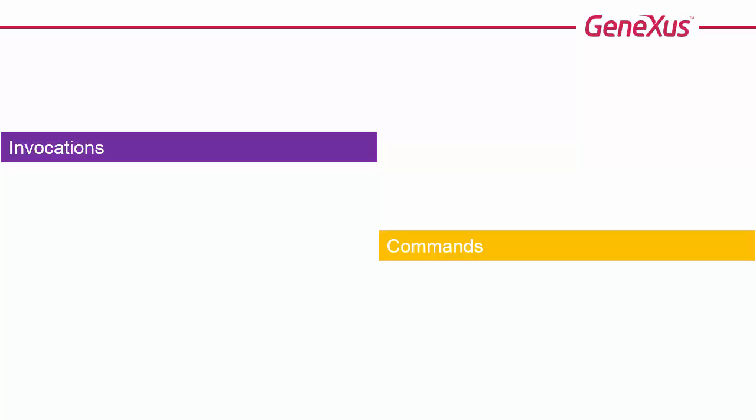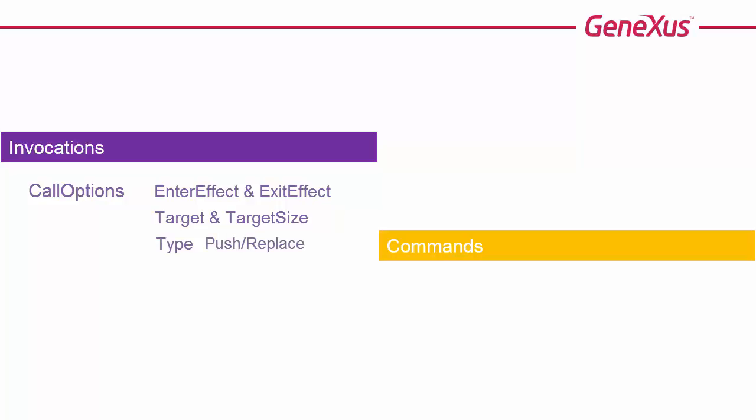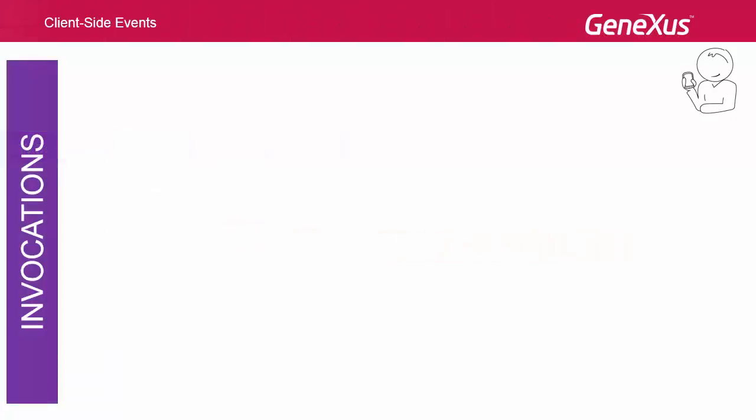Not everything that we write in a start, refresh, or load event can be written in a client-side event. We'll talk about invocations in another video, when we study call options. They allow indicating some aspects of the invocation that will be immediately executed, such as the effects used to enter and leave the screen, the place of the screen where the invoked object will be opened, or even the relationship with the stack. We can specify whether the screen called will work as a callout or as a pop-up.